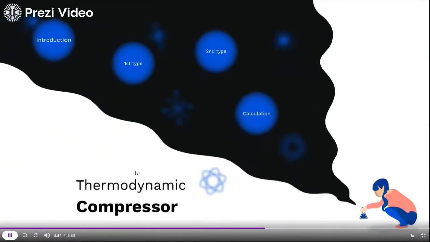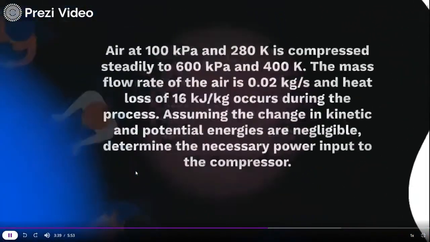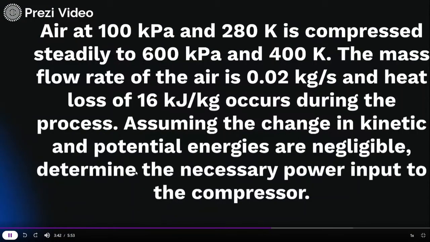Okay, let's go to calculating some questions. Okay, for the question, air at 100 kilopascal and 280 K is compressed steadily to 600 kilopascal and 400 K. The mass flow rate of the air is 0.02 kg per second and a heat loss of 16 kilojoules per kg occurs during the process. Assuming the changes in kinetic and potential energy are negligible, determine the necessary power input to the compressor.